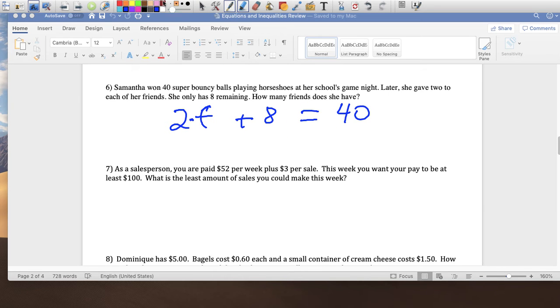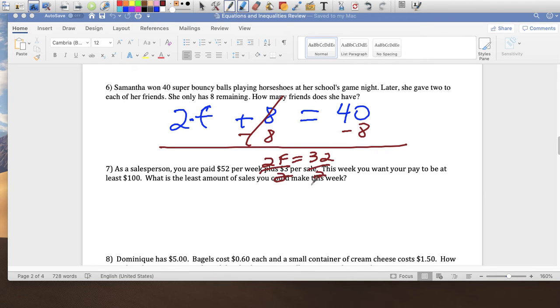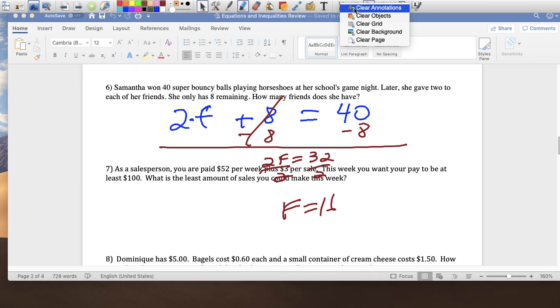So this one again, nice and simple. You can make the story, but I'm pretty sure by now you must be tired of me doing that. So these go away. I have 2f equals 32. Divide both sides by 2, and f equals 16. So how many friends does she have? She has 16 friends. Each of them got 2 balls. And then she had 8 remaining. That's an equation, by the way.